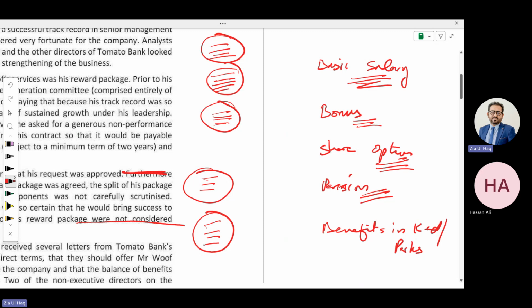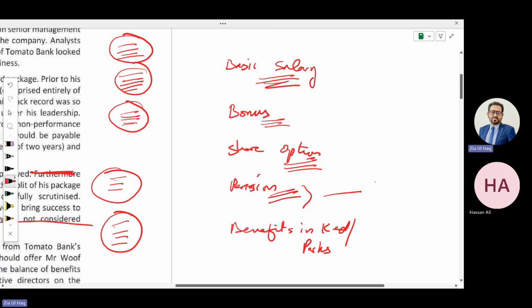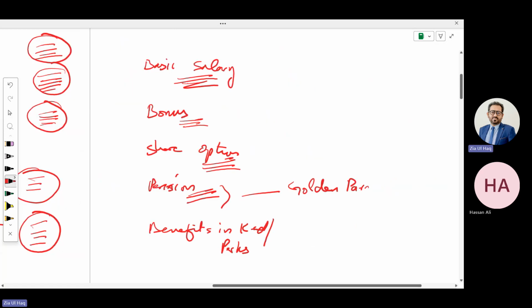The remuneration committee set this pension on the request of Mr. Wolf for 2 years, i.e. short term. So this provided a golden parachute to Mr. Wolf. Whenever he leaves, even after 2 years, he will be receiving this large amount as a pension. His future is secure. That's why he didn't consider the best future for the company and got involved in risky strategies.